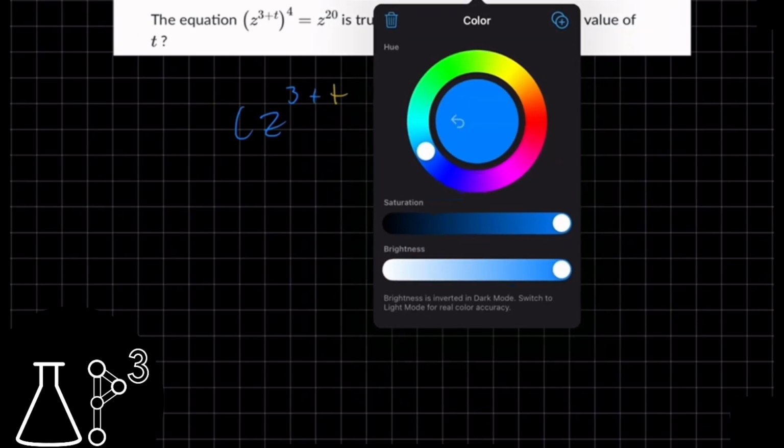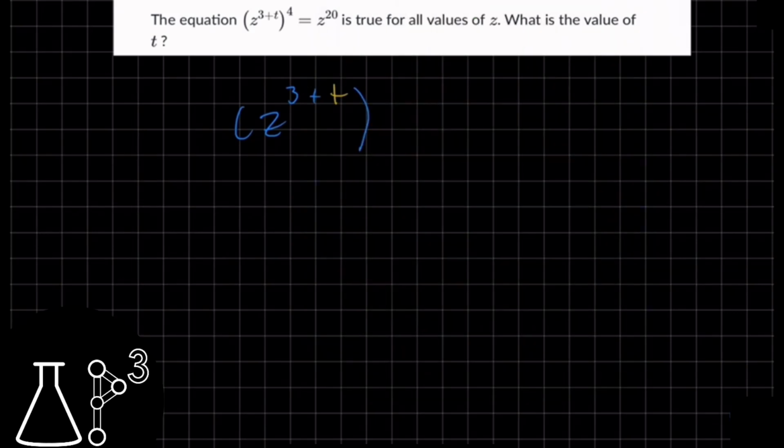And then we have it to the power of 4, which equals z over 20. Now they're asking us what is the value of t. That would give us the answer of 20. Now what we need to understand is a different exponent rule.